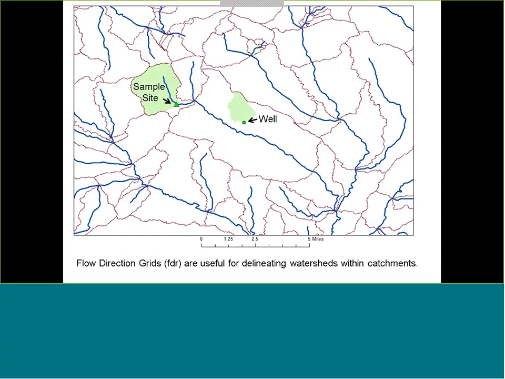The surface drainage above the well, shown in green on the right, is one such example where the FDR can be used to delineate a drainage area. Similarly, the drainage area above a sample site that is not at the downstream end of the NHD flow line can be delineated by use of the flow direction grid. An example of that is shown on the left.